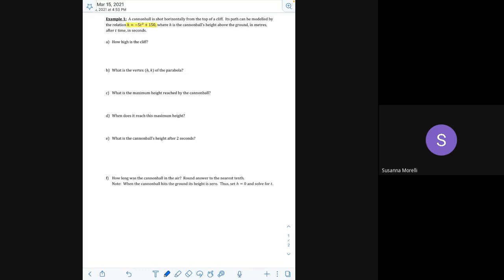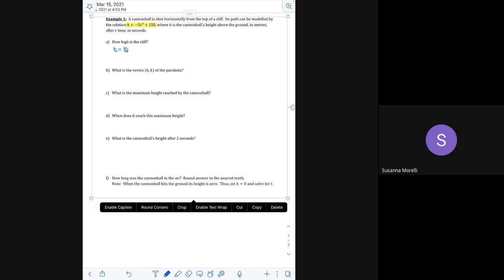So here we're going to use the equation to get our information. How high is the cliff? Well, to find the height of the cliff, the cannonball is shot horizontally from the top of the cliff. So to find the height of the cliff, we're going to put t is equal to 0, the initial height. And then we're going to sub it into our equation.